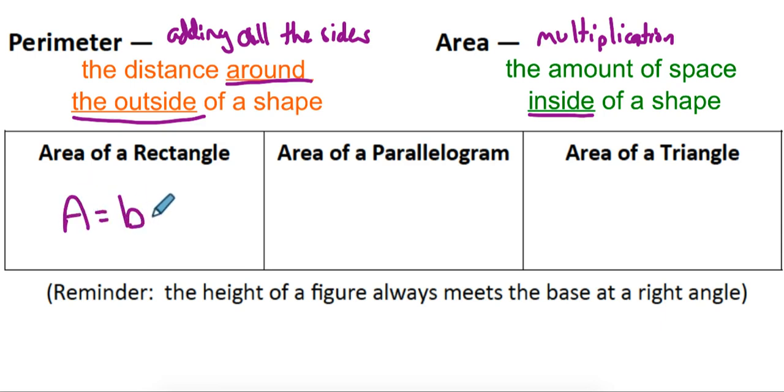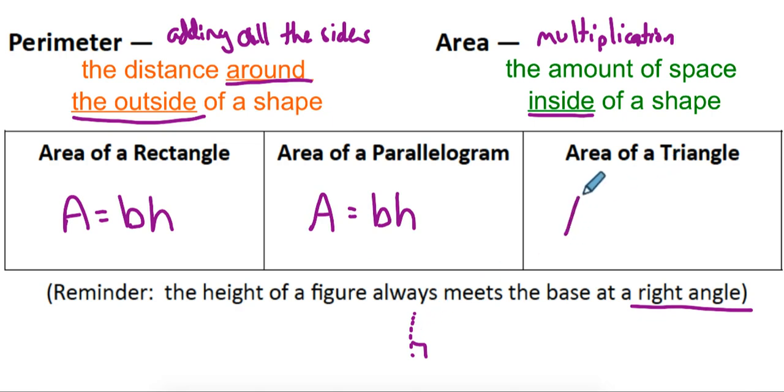Area is going to be equal to base times height. Remember, the height always meets the base at a right angle. So a lot of times we're going to look for that right angle symbol drawn in for our height. For a parallelogram, same as a rectangle, it's going to be base times height, but you're going to be extra careful to make sure you really do find the height, not just one of the sides.